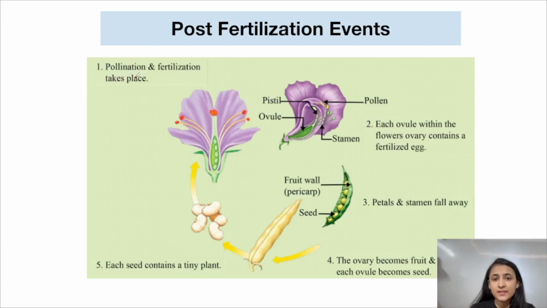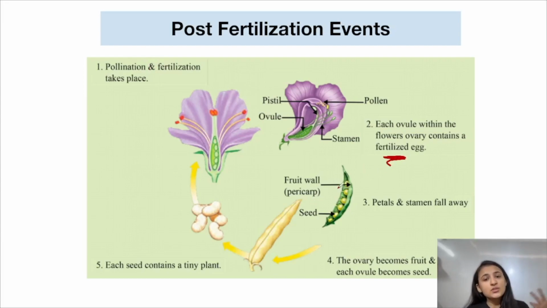So pollination takes place. Post pollination, what happens? The pollen grain having the male gamete would grow and produce a pollen tube. The male gametes would be present inside that tube. They would reach the egg cell. Fertilization of the male gamete with the female gamete would take place. Okay. Now the egg would get fertilized.